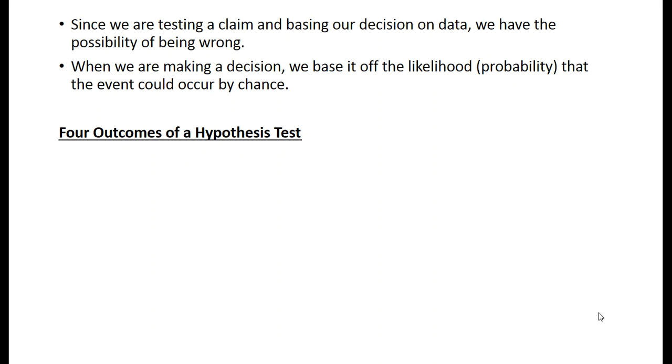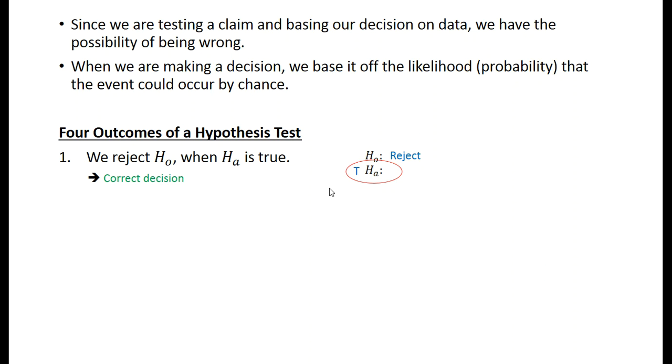There are four outcomes of a hypothesis test. The first one is we reject the null when the alternative is true. Let's see if this is a good outcome or a not so good outcome. So we reject the null, and the alternative is true, so I'm going to mark that. If we reject the null, that means we do have evidence for the alternative, so let me circle that. So we have evidence for the true claim, and that's a correct decision.